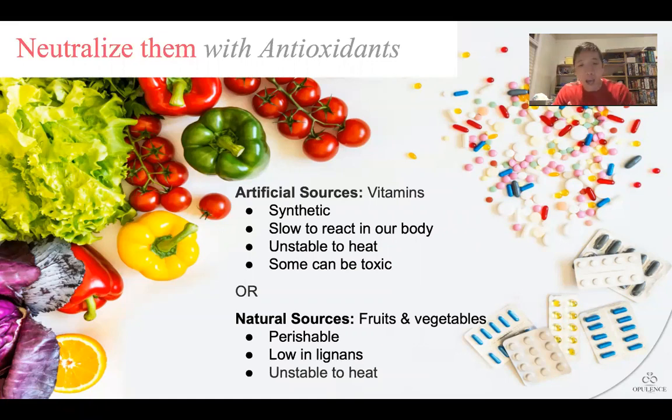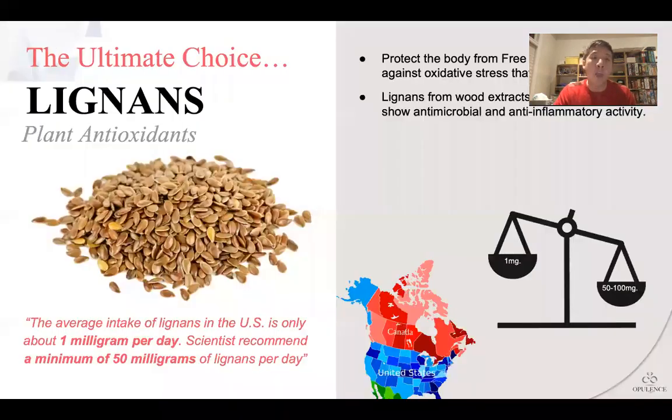And of course, they go bad and they're unstable to heat. So really, the solution that Opulence Global put behind Fountain of Life was to find the best lignin for your body. And because the ultimate choice for antioxidants really is lignans, they are the plant antioxidants. Again, you can see here they can protect the body from the free radicals and help fight against the oxidative stresses that can cause sicknesses.